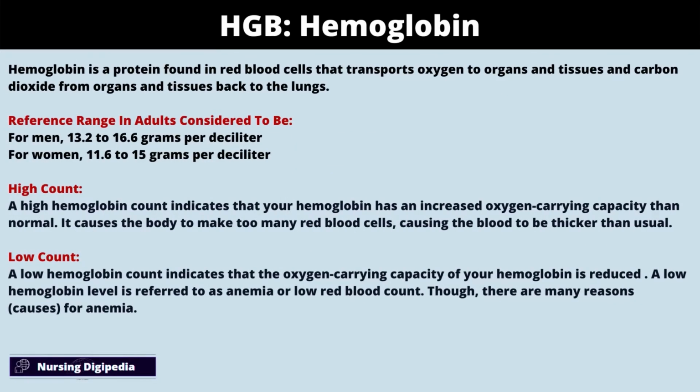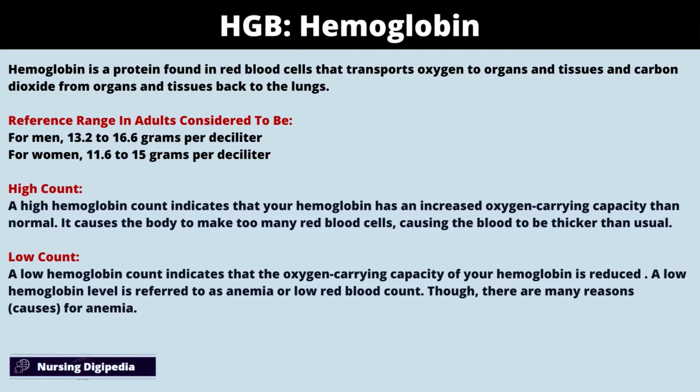HGB stands for hemoglobin. Hemoglobin is a protein found in red blood cells that transports oxygen to organs and tissues and carbon dioxide from organs and tissues back to the lungs. Normal range in adults is considered to be, for men, 13.2 to 16.6 grams per deciliter. For women, 11.6 to 15 grams per deciliter.